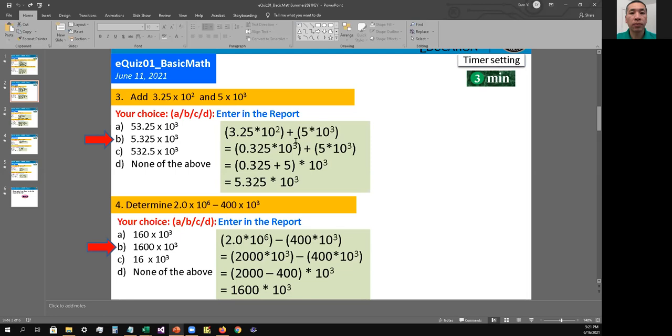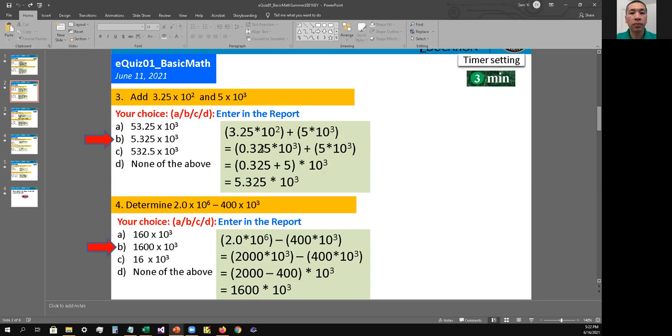So we're going to have to adjust this one because this is 10 to the 2 and this is 10 to the 3. We want to have the same one, so then we can factor out the 10 to the 3 later. We get this to 10 to the 3 by moving the decimal place to the front one time. So that's 0.325 times 10 to the 3 plus 5 times 10 to the 3. Now we can factor out the 10 to the 3, and you've got 10 to the 3 times whatever's left inside: 0.325 plus the 5.